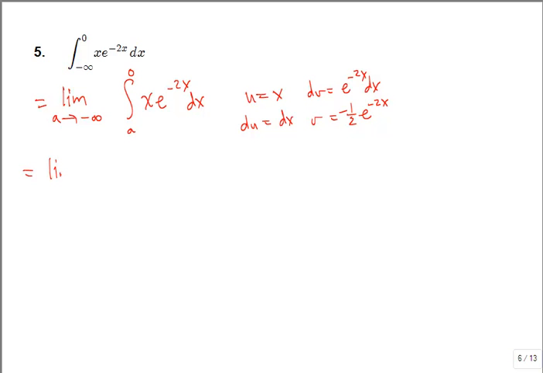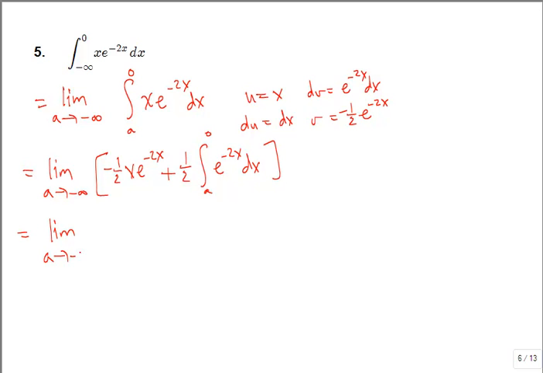So this antiderivative becomes u times v, so x times -1/2 e to the -2x, minus v, which is going to turn this into a +1/2 times the integral of v du. So this becomes e to the -2x dx, again from a to 0. So integrating that leftover integral, I'm missing my stuff prime, which is that -2, so I need another -1/2 out front to counterbalance. So this becomes a -1/4, and I get e to the stuff back again.